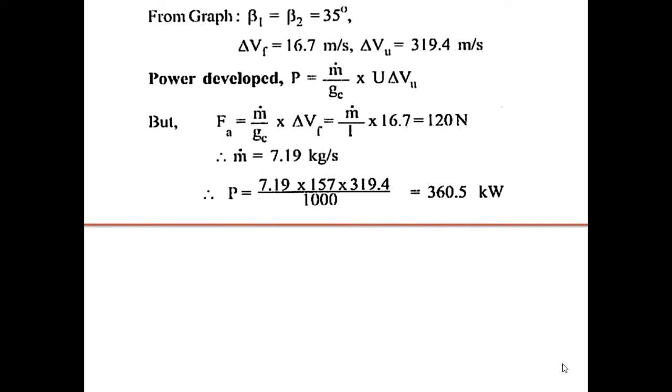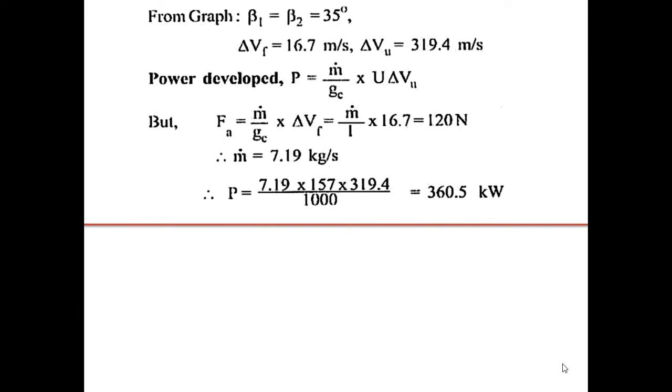Then axial thrust is 120 Newton. They may change values in different problems, but the mass flow rate you can find out by this equation: 7.19 kg per second. This you understood? Yes, sir. Now using this same mass flow rate, 7.19, you multiply with work done.